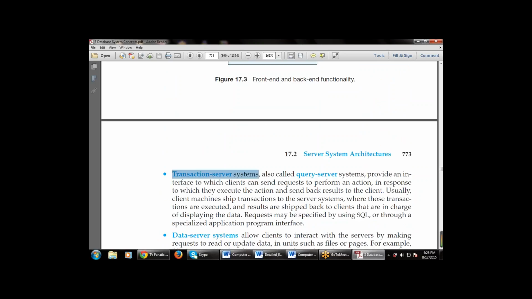A transaction server system, also known as a query server system, provides an interface to which the clients can send a request to perform an action, in response to which the server executes the action and sends back the result to the client. Usually client machines ship transactions to the server system, where those transactions are executed and the results are shipped back to the clients, which are in charge of displaying the data.